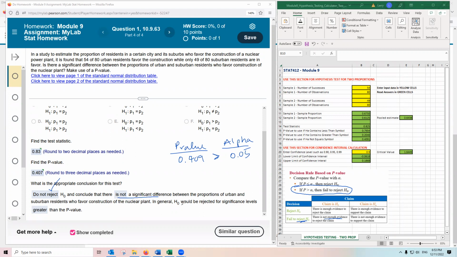Okay. And then it says, in general, the null hypothesis is rejected for significance levels greater than the p-value. Well, we have it written a little backwards here. We say if the p-value is less than alpha, you reject the null. That's the same as saying if alpha is greater than the p-value, you reject the null. Remember, alpha is the same as the significance level. If that's greater than the p-value, we're rejecting the null hypothesis. That's the same as saying if the p-value is less than alpha, reject the null hypothesis.